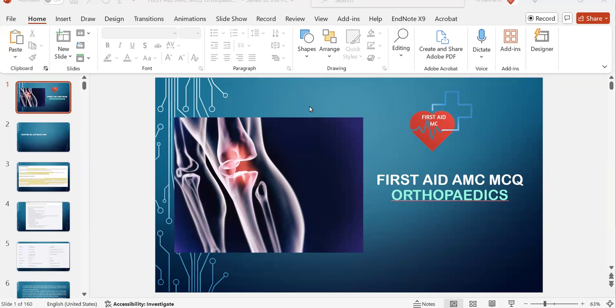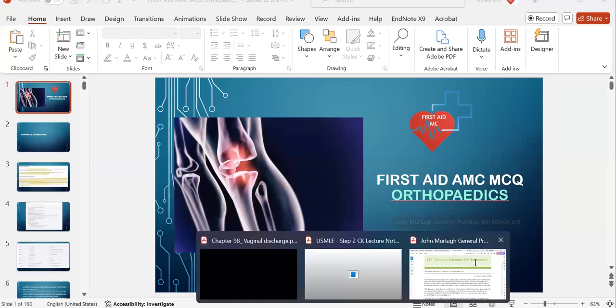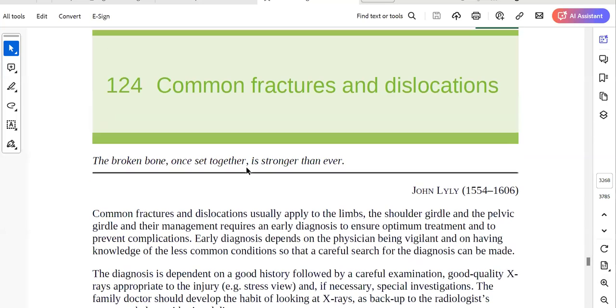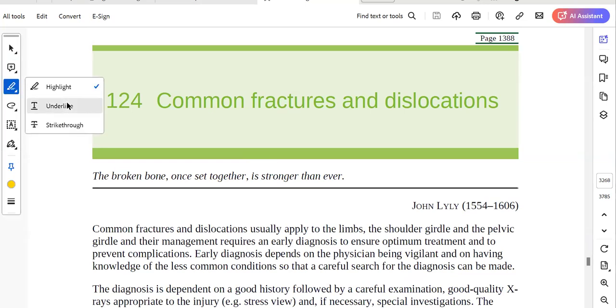So first one that we are going to start today is from John Murtagh, which is your fractures and dislocations. Okay. So you can open up chapter 1 to 4 from John Murtagh, and we will start from here today because this is the main chapter for orthopedics. And after that, we will go to the musculoskeletal system one by one.